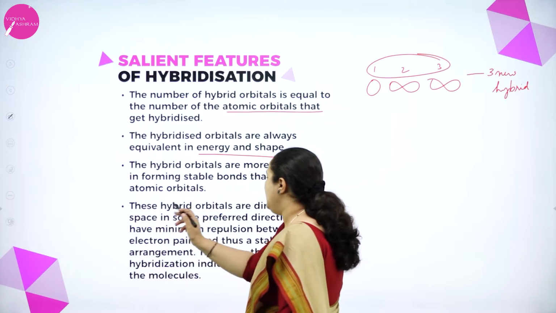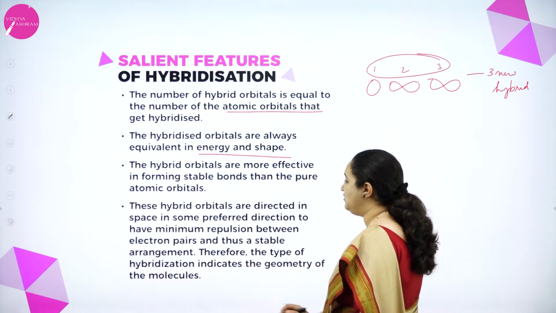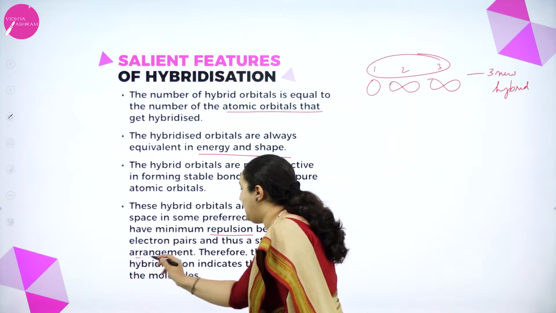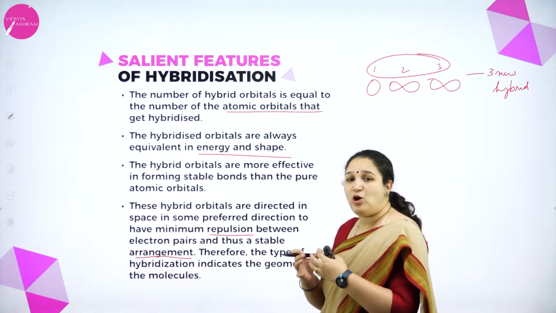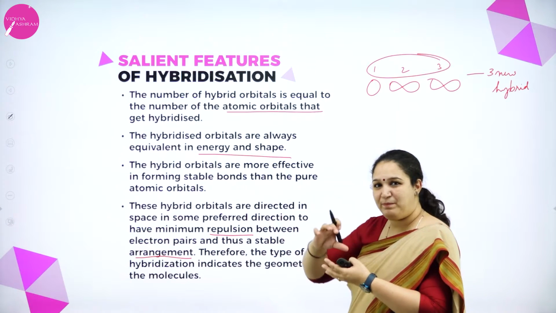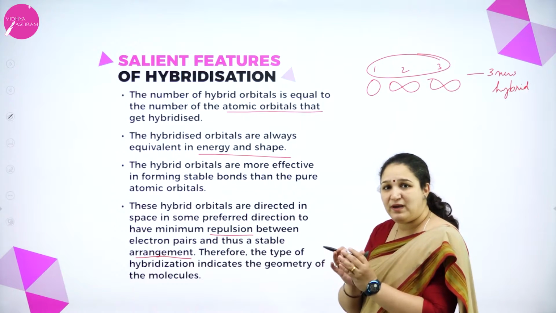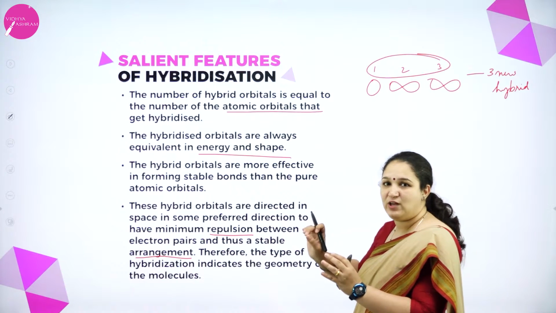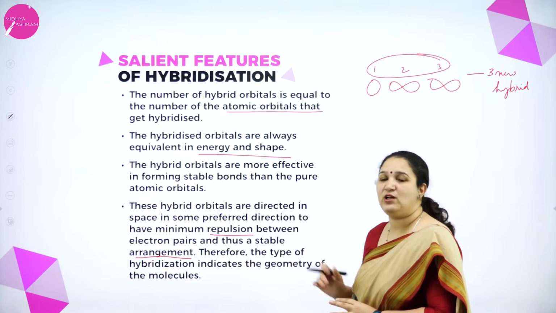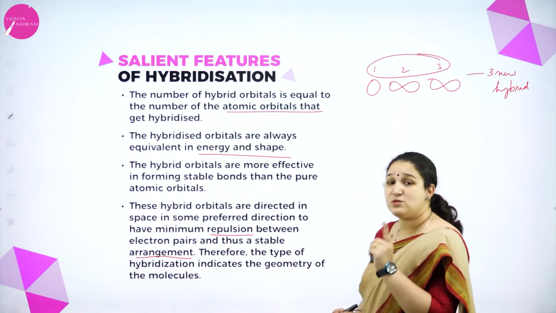Then these hybrid orbitals are directed in space in some preferred direction to have minimum repulsion between electron pairs and thus a stable arrangement. That is, when these hybrid orbitals are formed, they are placed in space in a particular direction to give rise to a new geometry. So every hybridization will lead to a perfect geometry of the molecule, or I can say that if we know the hybridization, I can tell the geometry of the molecule as well.